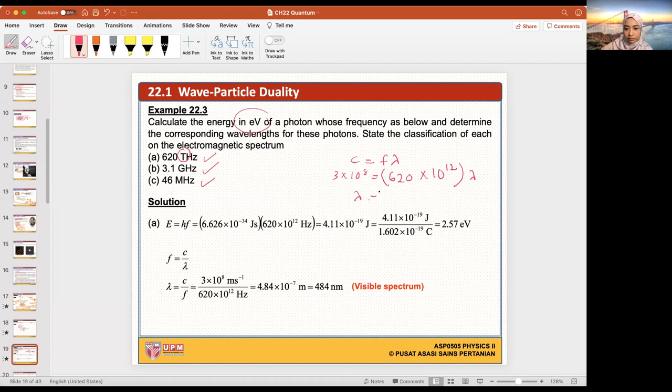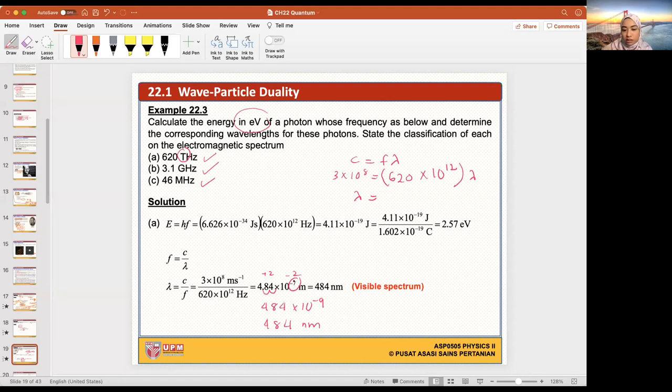So lambda will give you, let's just wait for the answer. So you get 4.84 times 10 to the minus 7. And if you want to make this into nano, you need to add 2 here so that you can subtract 2 here. Add 2, subtract 2. So 484 times 10 to the minus 9, 484 nanometer.